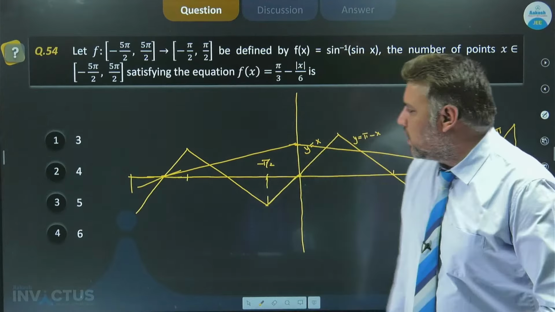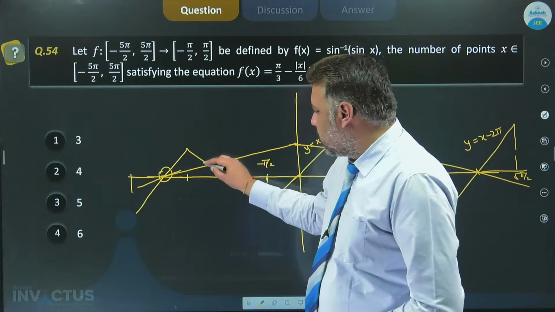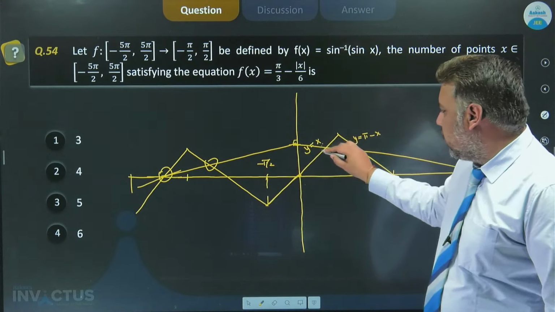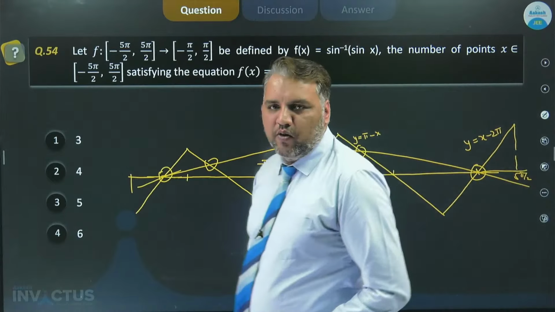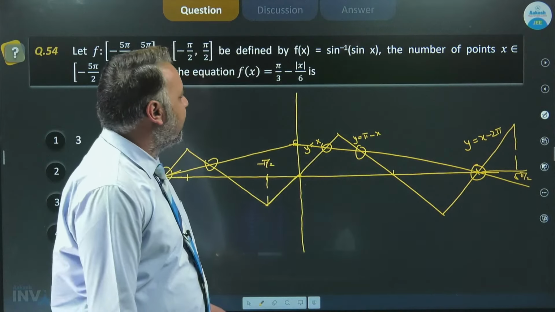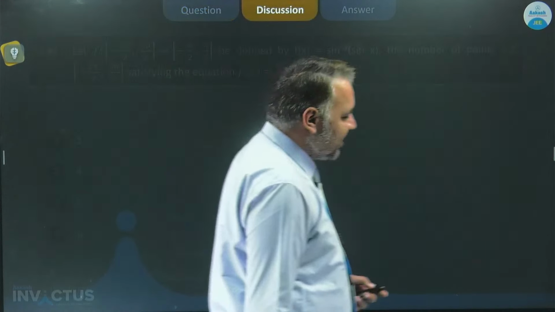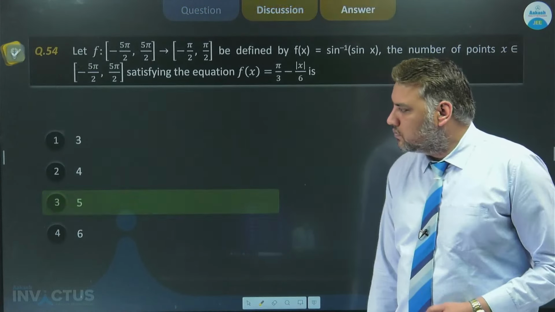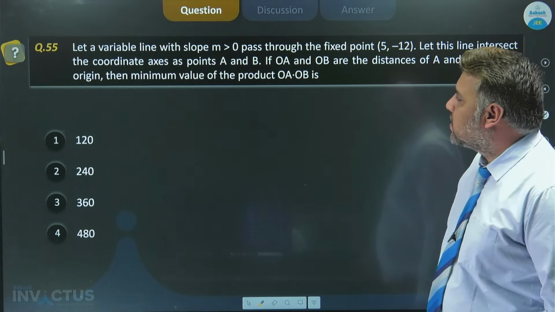So we have to calculate the number of points of intersection. There are 1, 2, 3, 4 and 5. There are 5 points of intersection. Okay, let's check the answer. Yeah, there are 5 points of intersection. Moving on to the next question.